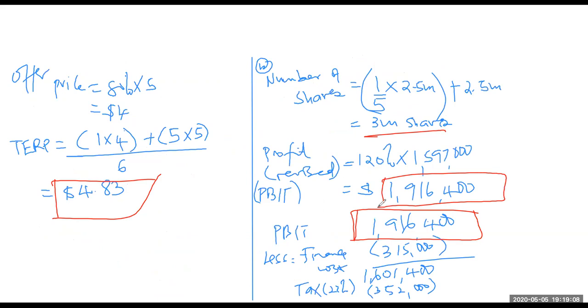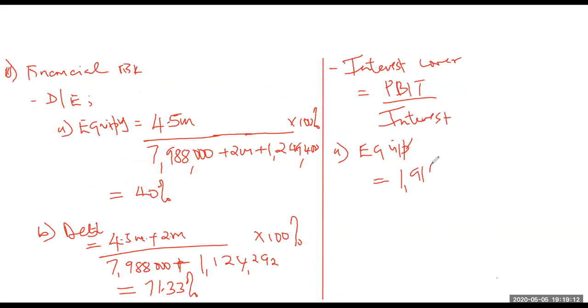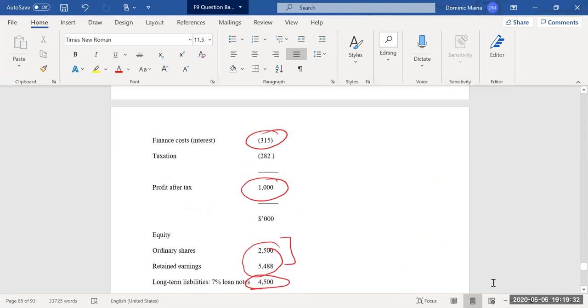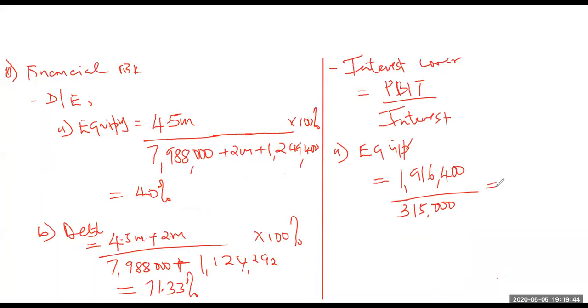So 1,916,400. We divide by the interest. Now don't forget, if the company continues using equity, the interest doesn't change. It remains constant at 315,000, as per the question. And how many times do you get? We get six times. So from Timothy, we got six times. That is from the use of equity.